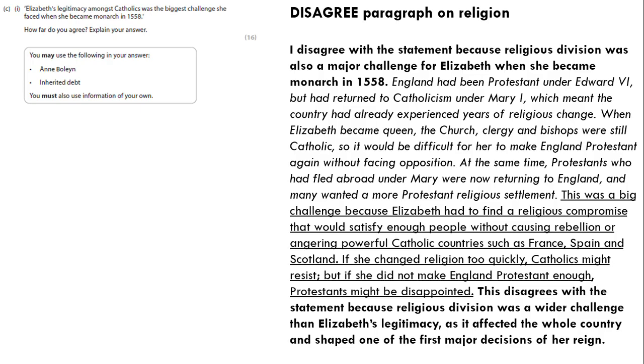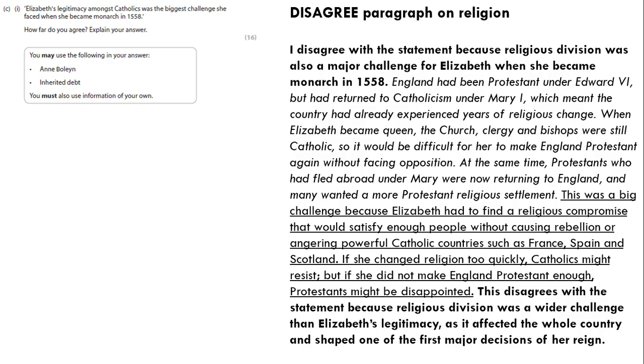At the same time, Protestants who had fled abroad under Mary were now returning to England, and many wanted a more Protestant religious settlement. This was a big challenge because Elizabeth had to find a religious compromise that would satisfy enough people without causing rebellion or angering powerful Catholic countries such as France, Spain and Scotland. If she changed religion too quickly, Catholics might resist. But if she did not make England Protestant enough, Protestants might be disappointed.